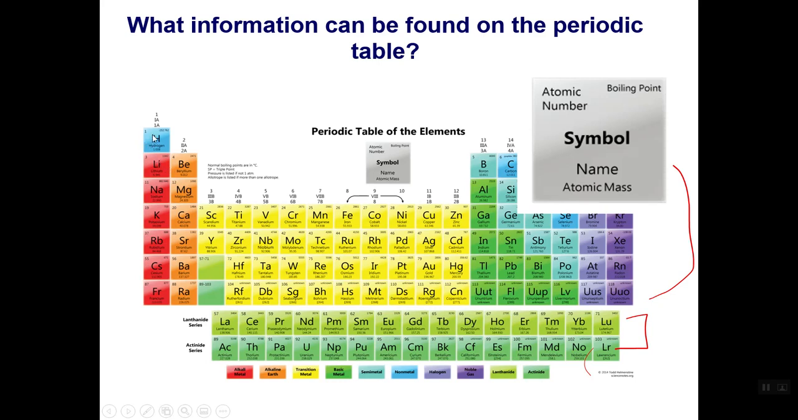So this atom, hydrogen, atomic number 1, has 1 proton. Helium, which I know you can't see, has 2 protons. Lithium, 3. Beryllium, 4, and so on and so forth.